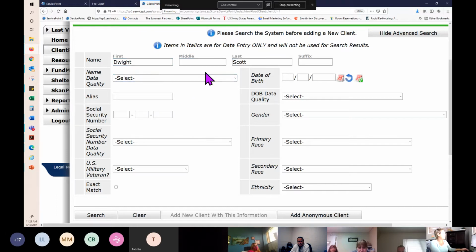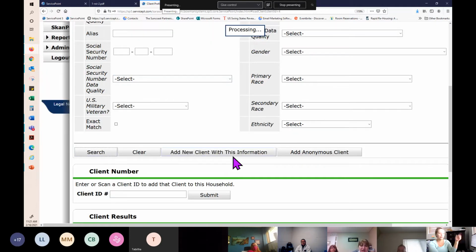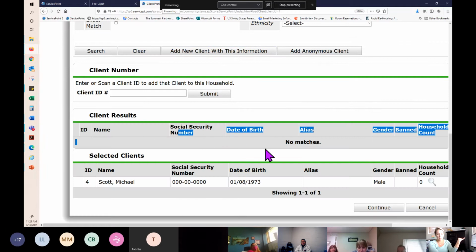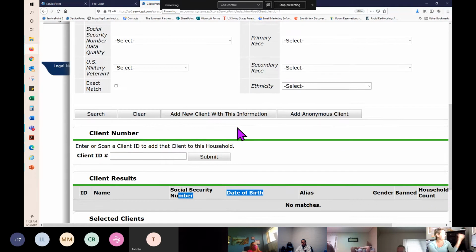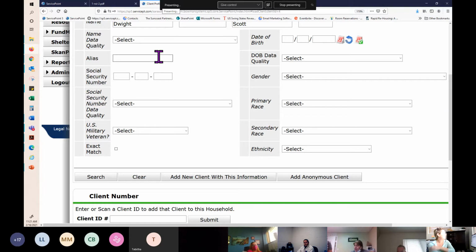And then we're going to fill out the rest of this information. First, let's search for Dwight Scott. Just first and last name. If there were any matches, maybe Dwight was in a previous household with his mom who received services. But again, you always want to make sure that you're searching because you don't have to create a whole new client if Dwight already existed in the system. Okay, full name, and in the interest of time, I'm just going to breeze through this.